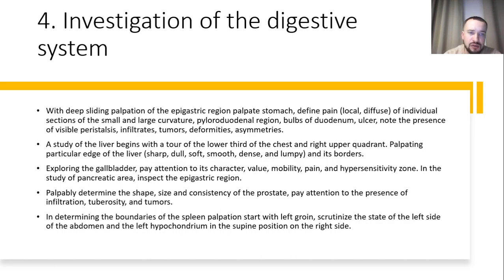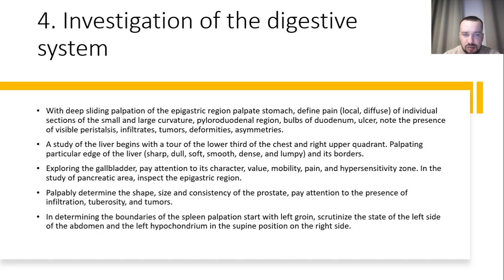A study of the liver begins with a tour of the lower third of the chest and right upper quadrant, palpation of the edge of the liver and its borders. Exploring the gallbladder, pay attention to its character, volume, mobility, pain, and hypersensitivity zone. In the study of the pancreatic area, inspect the epigastric region. Palpably determine the shape, size, and consistency of the prostate. Pay attention to the presence of infiltration, tuberosity, and tumors.